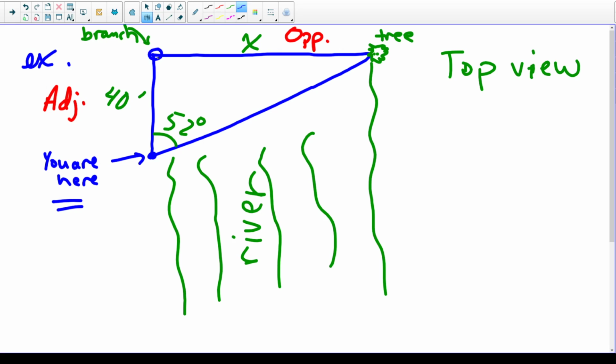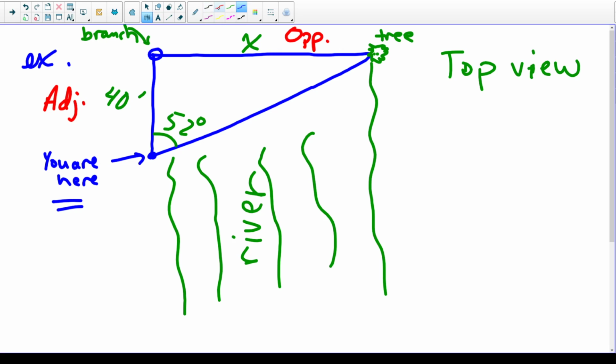Now you'd want to make sure that this branch is directly across another landmark, so I put a tree on the other side so that we could line it up as closely as possible. Now this would be an estimate, obviously, but it could be a pretty good estimate. So I've already labeled the two sides from the 52-degree angle. This is my opposite side because I'm going across the triangle to find it. This is my adjacent side because it's right next to the angle and it's not the hypotenuse.